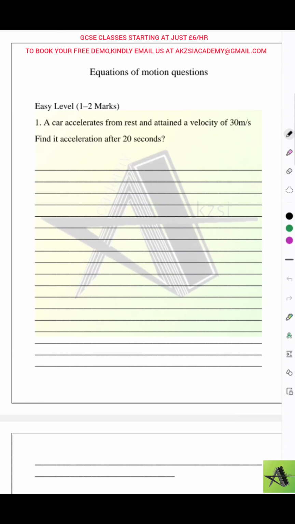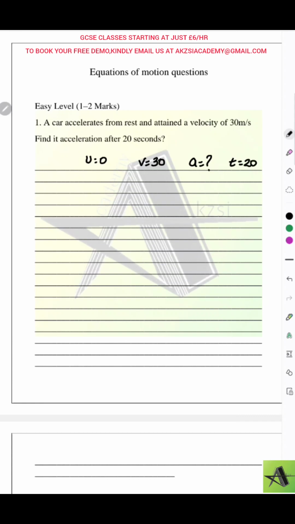In this case, they have given that it started from rest. Keep that in mind, starting from rest means your initial velocity is 0. That's the meaning of rest. Then final velocity, that means V, which it has attained, is 30. And its acceleration we have to calculate, so I put a question mark on A, and T is 20.